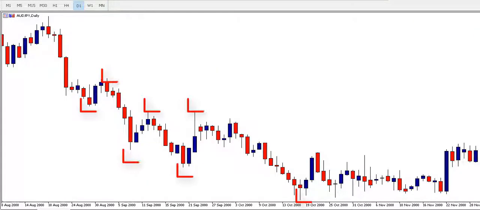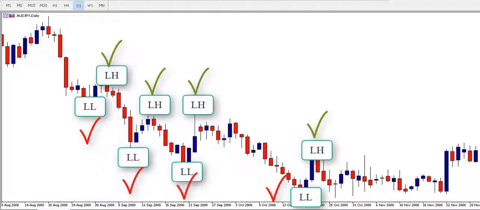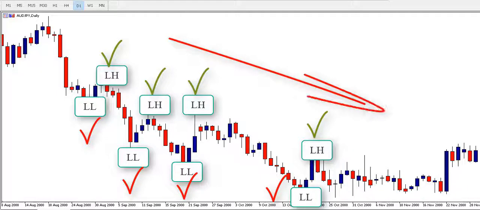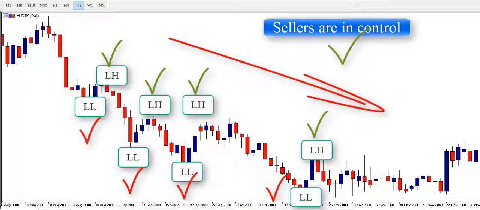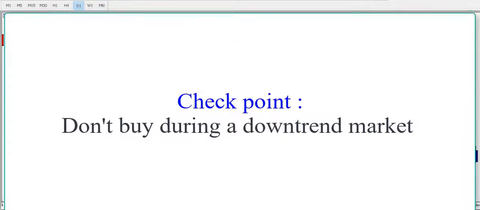As you can see here, the market is making a lower high and a lower low, a lower high and a lower low, which show a clear downtrend. So here sellers are in control of the market. And if you want to join this trend, you should find a clear selling opportunity. You can't buy the market here because you will trade against sellers and lose money.